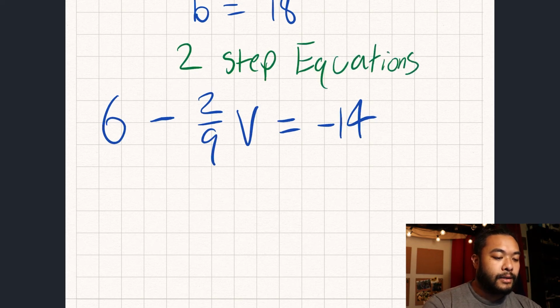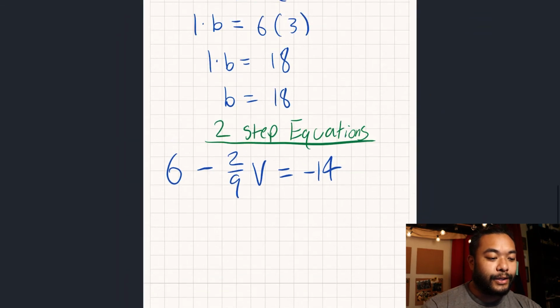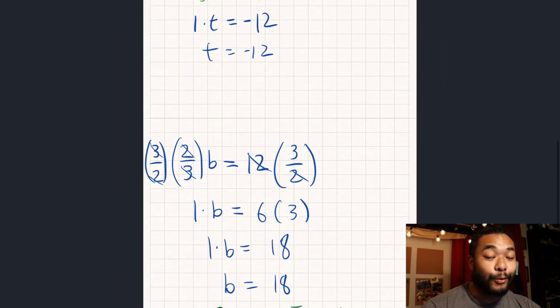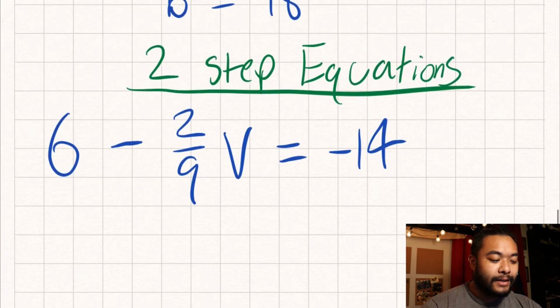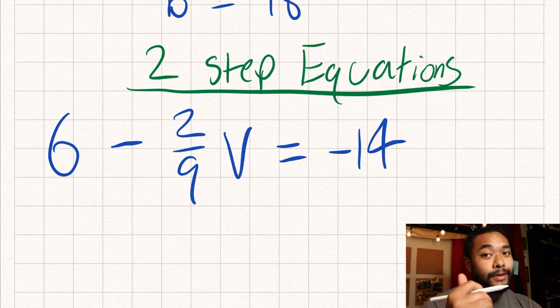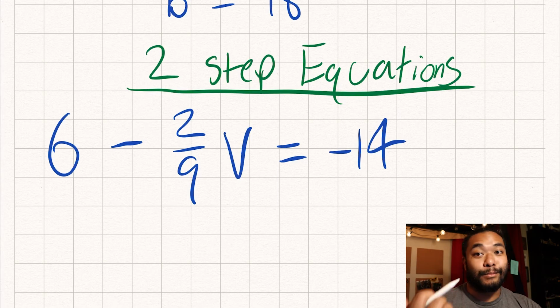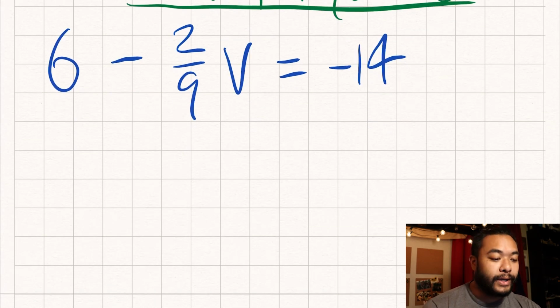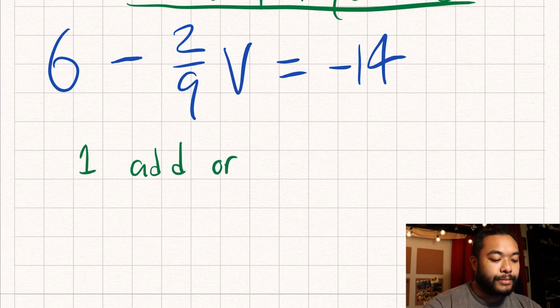Why? Because I know I'm going to have to use one of these and probably another one. So I see subtraction and I see multiplication. So I'm probably going to have to either add or subtract and multiply or divide, maybe even use a reciprocal. So the first step is always add or subtract.